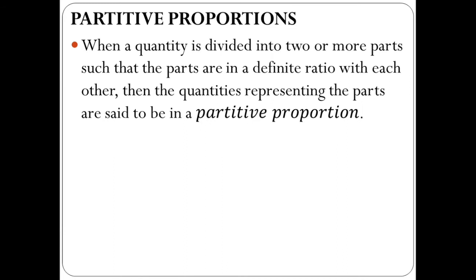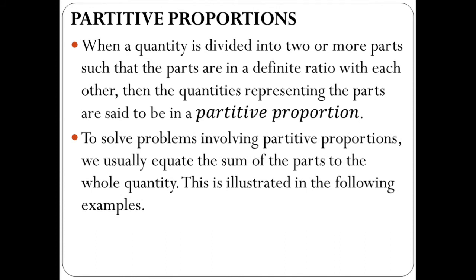Okay, so we have partitive proportions. When a quantity is divided into two or more parts such that the parts are in a definite ratio with each other, then the quantities representing the parts are said to be in partitive proportions. So, partitive. Divided into two or more equal parts. To solve problems involving partitive proportions, we usually equate the sum of the parts to the whole quantity. So this is illustrated in the following example.